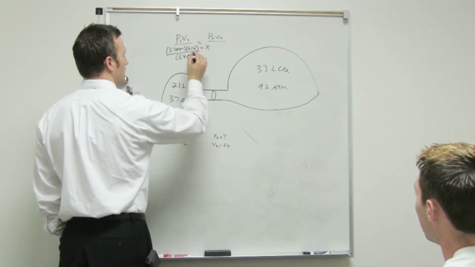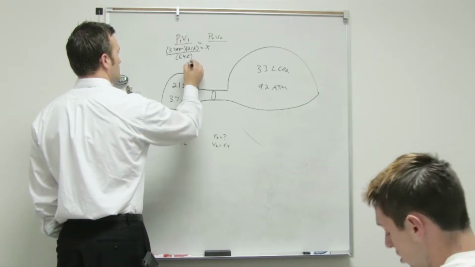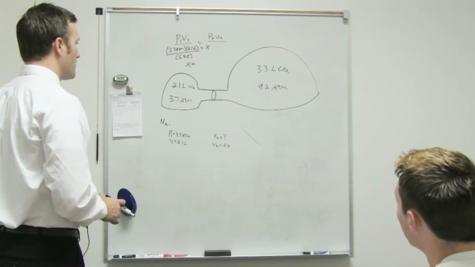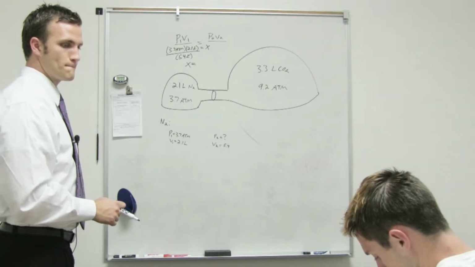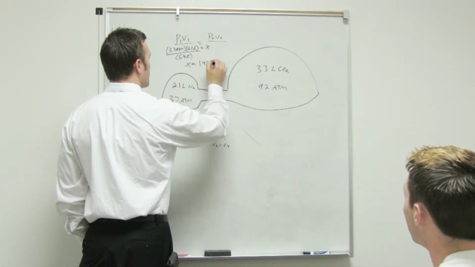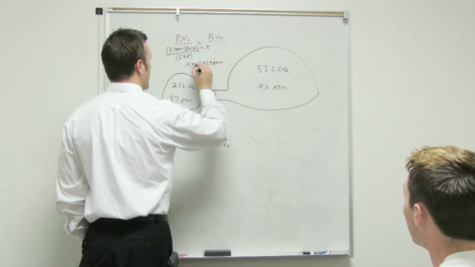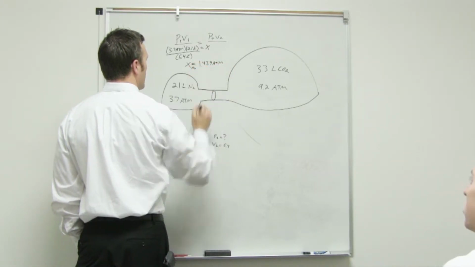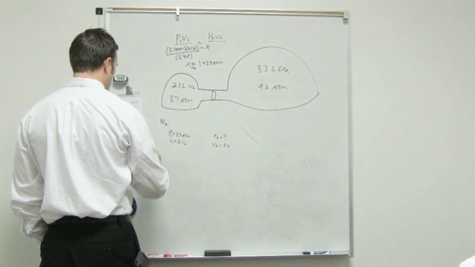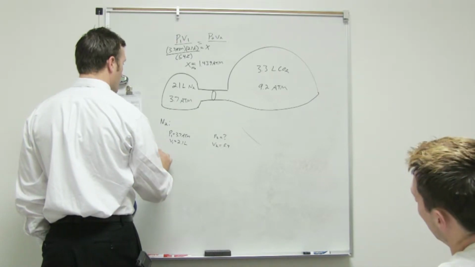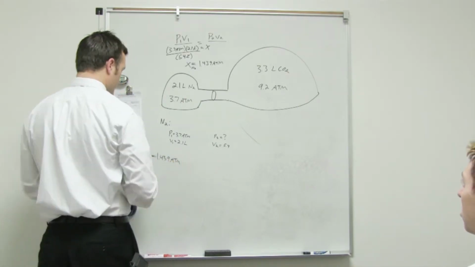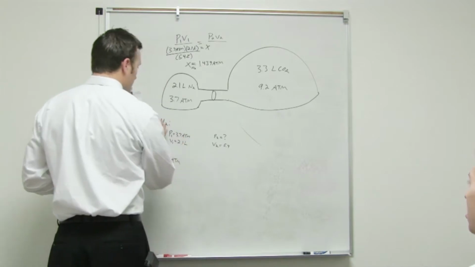Our liters would cancel. We'd be left in atmospheres. What does that equal? Oh, 1.439. Okay, so that's for N2, right? Yeah. So let me make a side note over here. So P2 equals 1.439. I don't know, that might be too many sig figs, but it's okay for now.